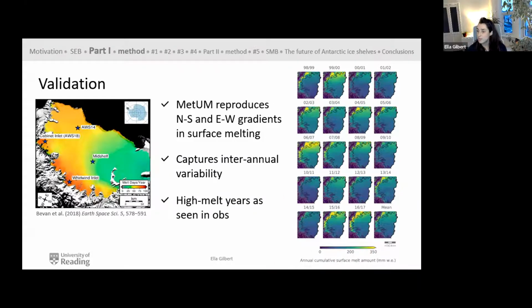We also see the same high melt years in observations and the hindcast, and it captures that interannual variability quite well. So I'm quite confident that the Met-UM can represent those conditions pretty well. And this is one of the first, not the first, but one of the first models to be able to do this in a pretty comprehensive way.